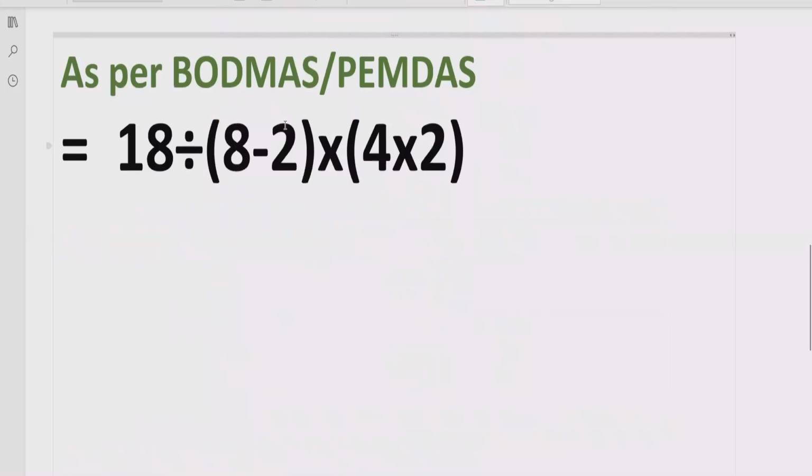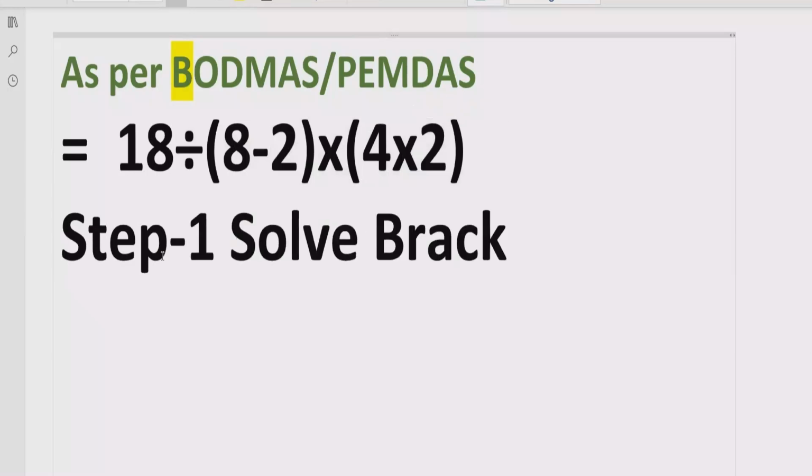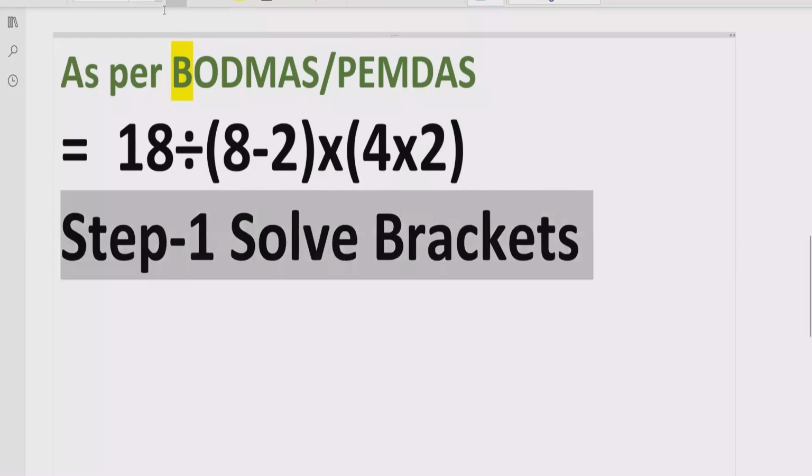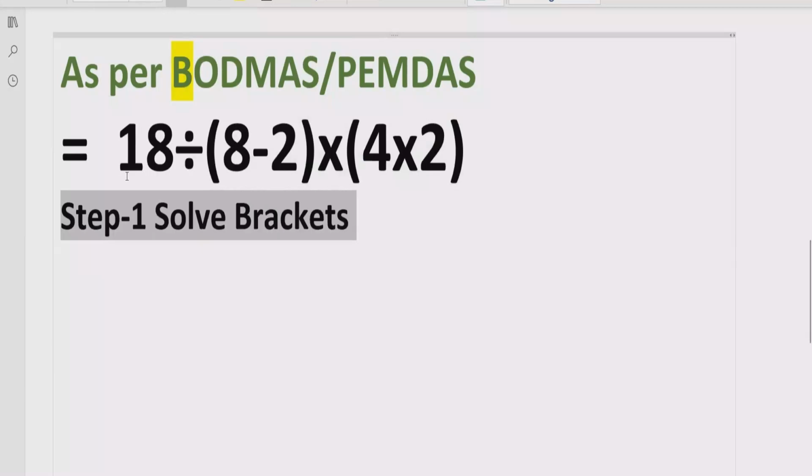As you can see, according to the BODMAS and PEMDAS rules, you have to solve the bracket first. Here we have two brackets, one is this one, and the other one is this one. So step one is to solve the brackets. We will solve the brackets first and write it this way. Here we will write 18, and the other things we will write as they are.